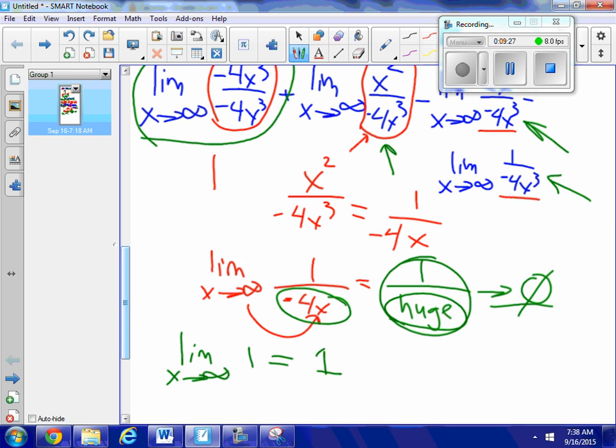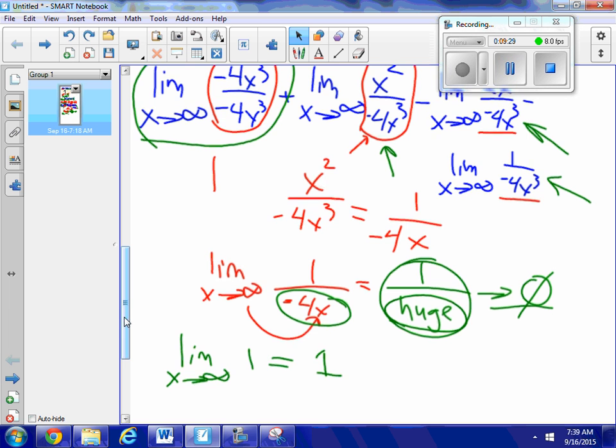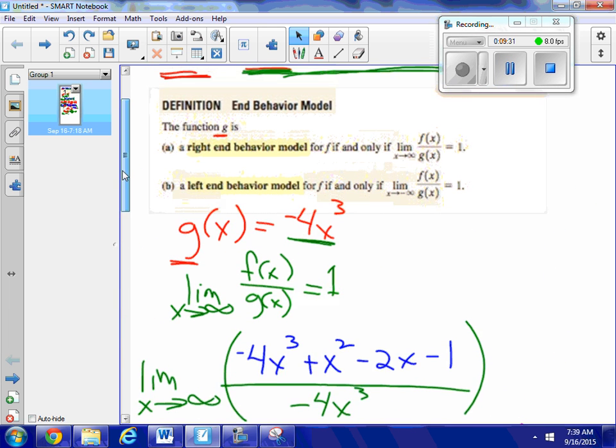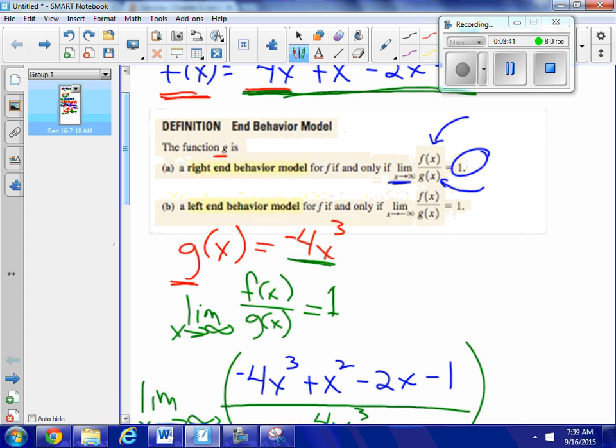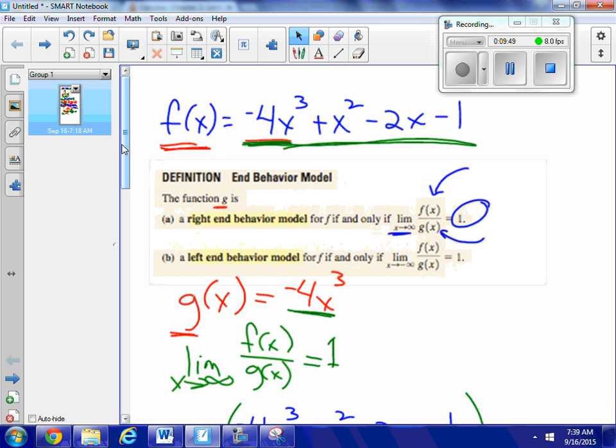And what the definition says, going back up to the top here, is for right end behavior, because I was dealing with x approaches infinity, if I take f of x divided by g of x, it's going to equal 1. So it's a way of proving using limits that the end behavior is determined by the leading term when the polynomial is put into standard form.